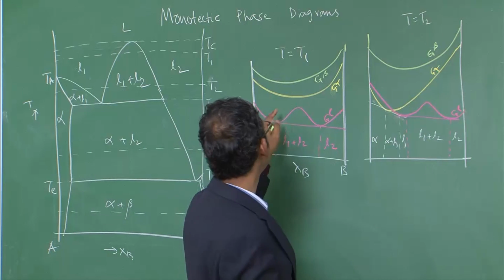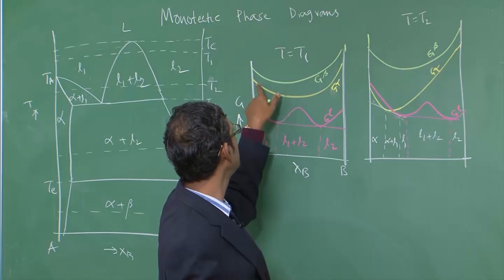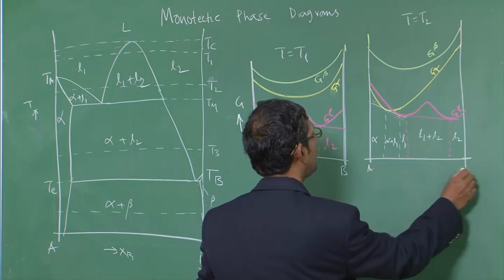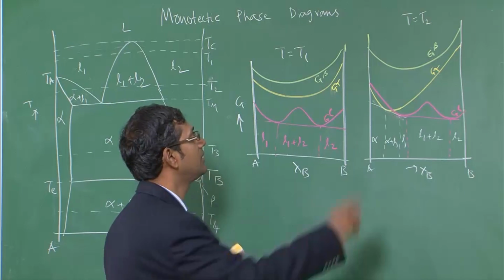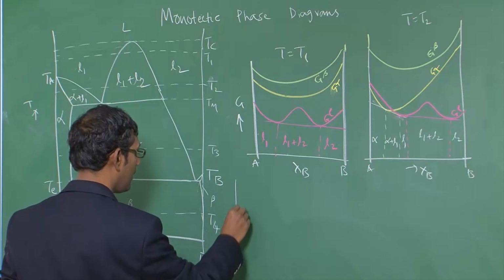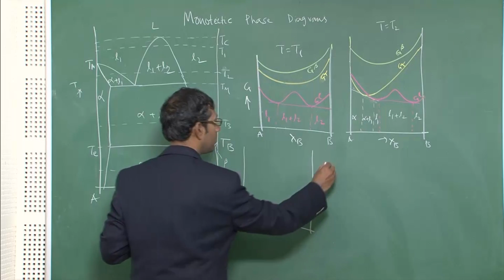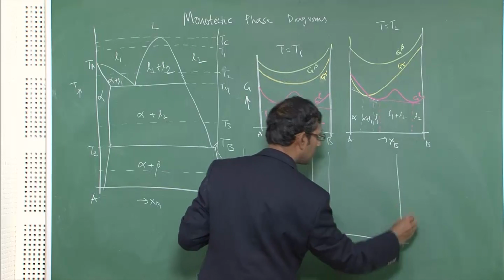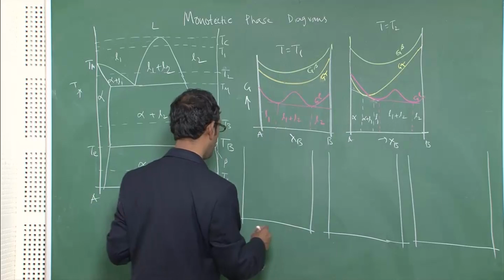Why? The only change from these to these is that the alpha free energy curve has come down at each end, and you can see it has a crossover with the liquid curve. I hope that part is clear. Now let us do 3 curves. I will need to draw them all here, otherwise you will not be able to appreciate it.